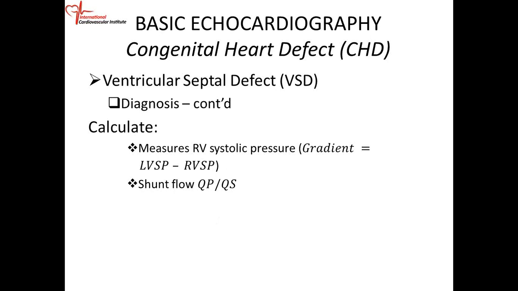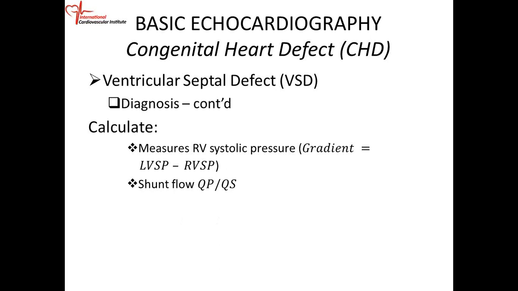So you have to find the RVOT, measure it accurately, and then you do the same thing for the LVOT. The stroke volume across the LVOT is 0.785 times D squared times the TVI across the LVOT. These are pulsed wave Doppler measurements. Okay.